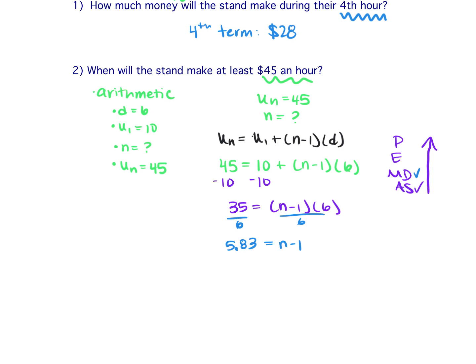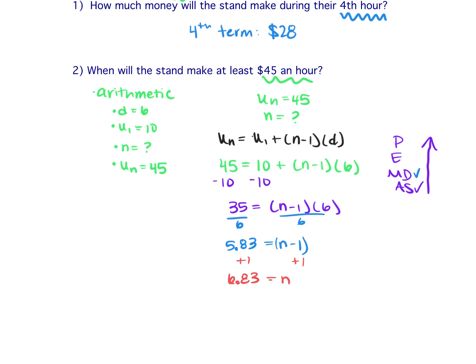Then I'm going to add 1 to both sides. I'm now in the parentheses stage since I've gotten down to that parentheses of n minus 1. And I get 6.83. Now we can't have a decimal value because n is the term number. So the n value has to be a whole number. I can either have the 6th term or the 7th term, but I can't have term number 6.83.